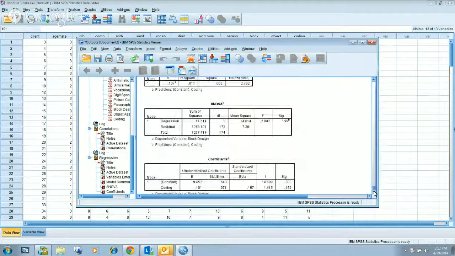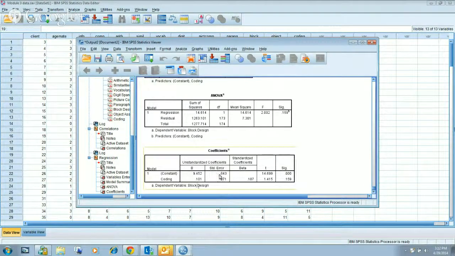Alright, so here our F. The first thing we look at is our F, which is insignificant. So we don't have a predictive relationship. We can also look at our unstandardized B, which is also insignificant. So we can conclude that coding or score on coding does not predict scores achieved on block design.